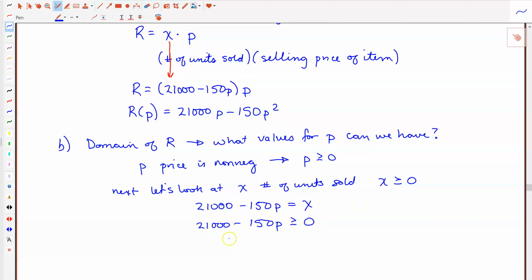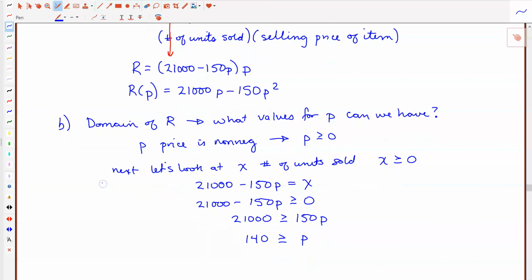So let's just go ahead and solve this. I'm going to move the negative 150p term to the other side, so I get 21,000 is greater than or equal to 150p. We'll divide both sides by 150, so we get p on the right-hand side and 140 on the left-hand side. So I've got these two conditions then.